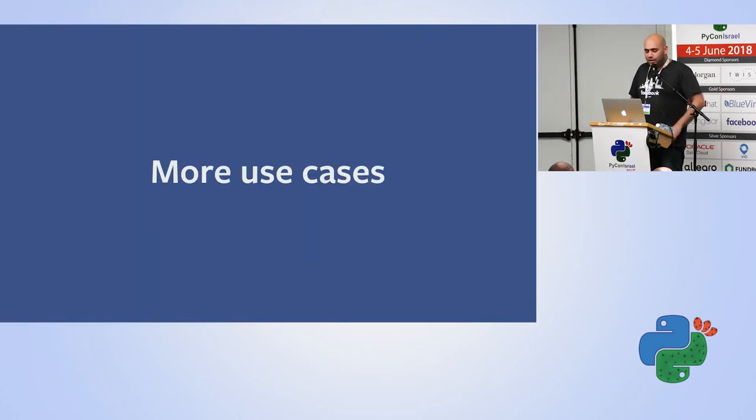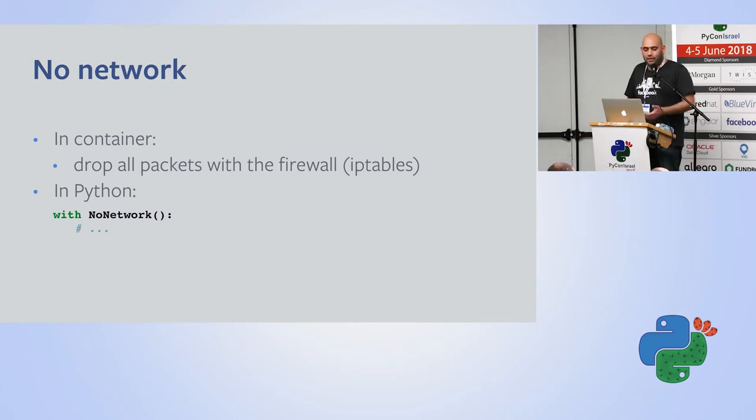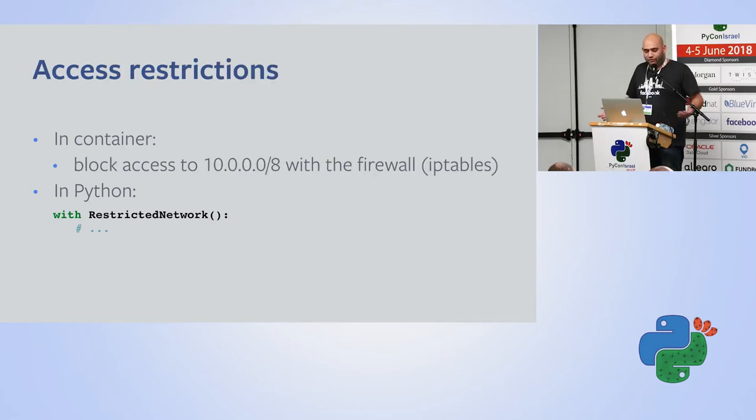Other than that, there are some more cool use cases for this technology. A few I've had in mind and thought I would share. For example, you could create a context of your code that doesn't have any network connectivity. So we can have a context manager with no network. We can also have things like restricted network. We can sandbox part of our code not to be able to access production services, for example.